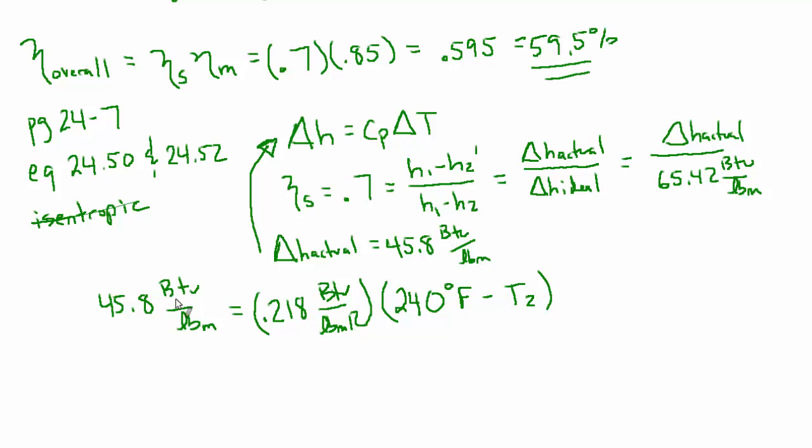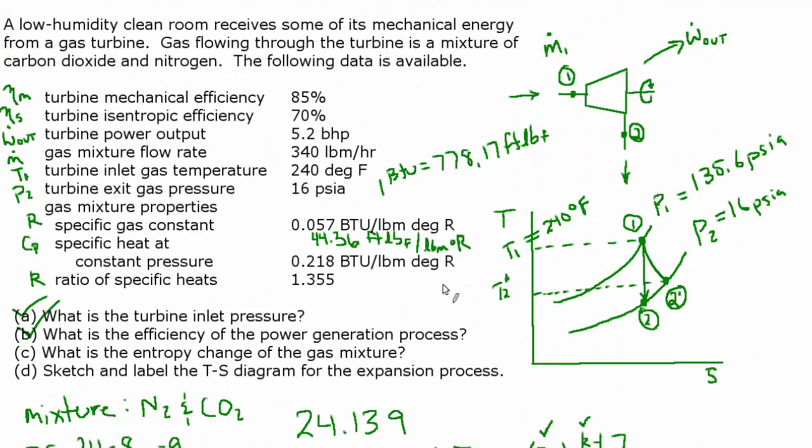So I'm going to divide by 0.218 on both sides, and we find out that delta T equals 210. So 210 degrees equals 240 degrees minus T2. So T2 must be 30 degrees. So let's actually go back up and label the diagram with that. And now we have, I think we just finished part D, because we have T2 prime equals 30 degrees F. And is that reasonable? It started out at 240 and it expanded, so its pressure went down and its temperature went down. I think that's reasonable.